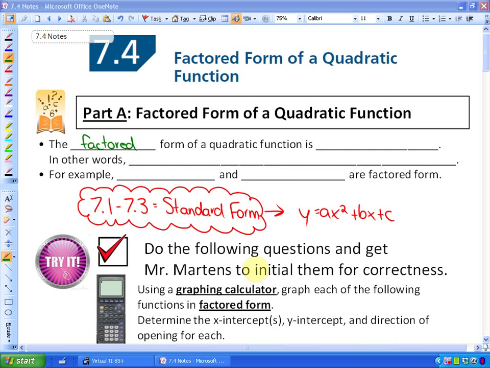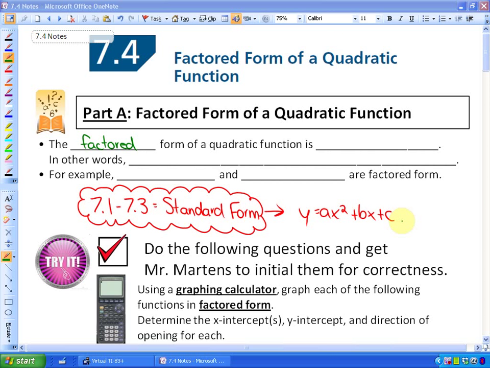Okay, we are going to investigate in 7.4 the factored form of a quadratic function. If you look in red here at the middle of the screen, you'll notice that in the previous three sections, in 7.1 to 7.3, we investigated what we called the standard form of a quadratic function, which is y is equal to ax squared plus bx plus c.